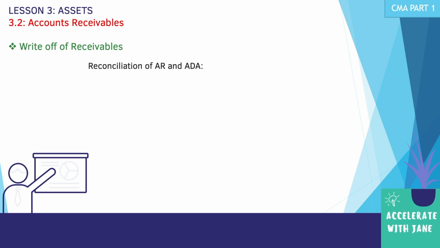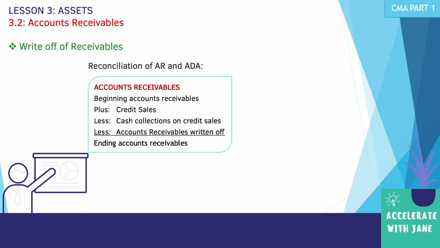So we have here the formula for reconciliation of accounts receivable and allowance for doubtful accounts after taking into effect all the credit sales, collections, recognition of allowances, and including the write-off. For the accounts receivable, how do we compute the ending balance? First, we start with the beginning balance of accounts receivable during the period, and then we add all those sales which are made on credit.